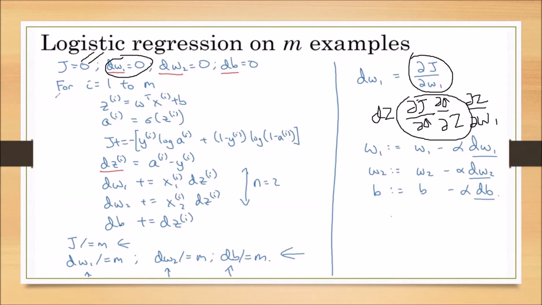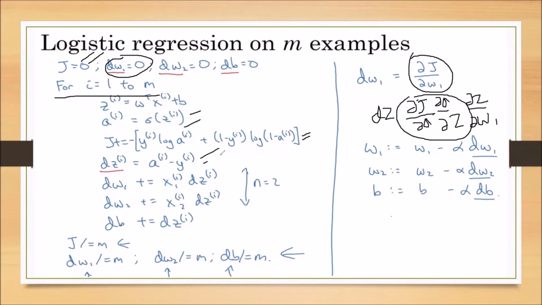Now we are taking the for loop for all training samples. We want to calculate this, so I am taking for i equal to 1 to m. Individually, first z is equal to omega transpose x plus b, so omega 1 x1 plus omega 2 x2 plus b. And we calculate a equal to sigma of z, 1 by 1 plus e to the power minus z. Next we update the cost function J equal to the value minus y log a plus 1 minus y log 1 minus a.